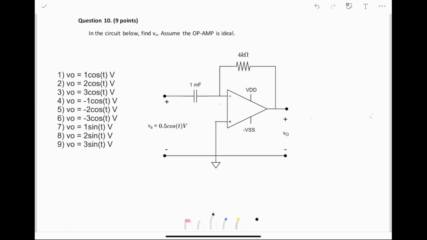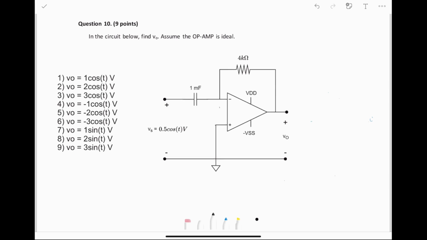Question 10, last question. In the circuit below, find V out, assume the op-amp is ideal. And I'm going to solve this one a bit more conventionally. I would recommend being able to recognize immediately that this is a differentiator circuit. But if you don't have the op-amp circuit configurations memorized, this is how you would go about solving this problem.